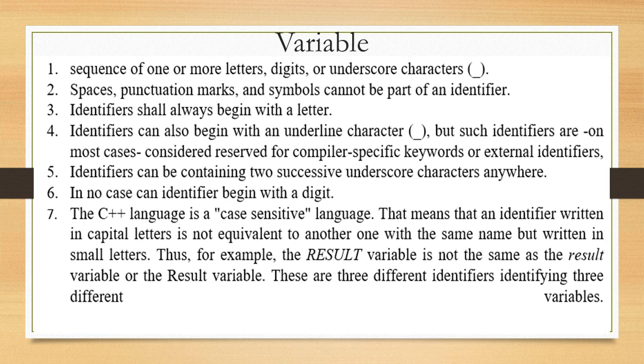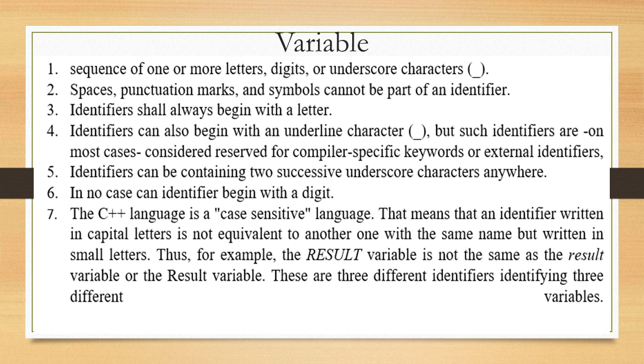Any alphabet A to Z. An identifier or a variable name must start with it. Perhaps identifiers can also begin with an underscore, but such identifiers are in most cases considered reserved for compiler-specific keywords or external identifiers. The fourth one is saying that you can start an identifier or variable name with an underscore, but in most cases it's considered reserved for compiler-specific keywords. We'll be seeing that as we continue with the class.